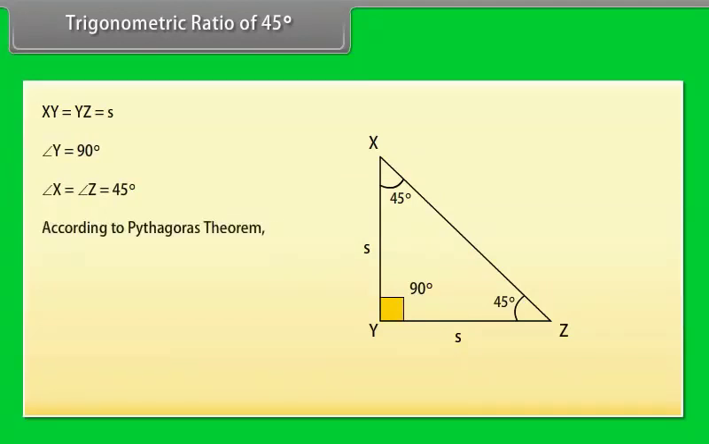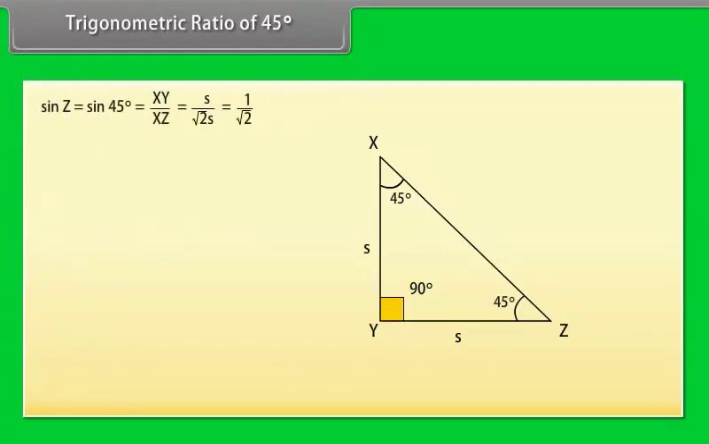According to Pythagoras theorem, XY square plus YZ square is equal to XZ square. By substituting the values, we get S square plus S square is equal to XZ square. XZ square is equal to 2S square, which gives XZ is equal to square root 2 S.